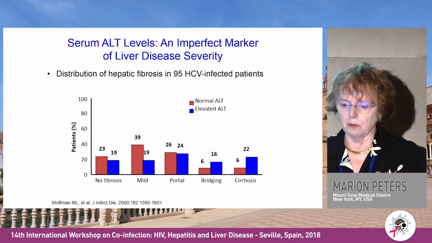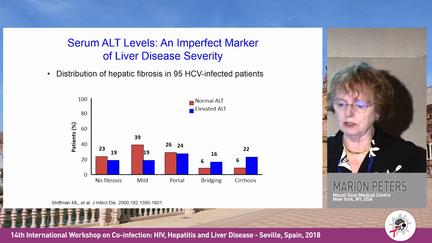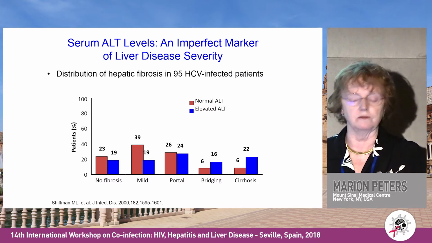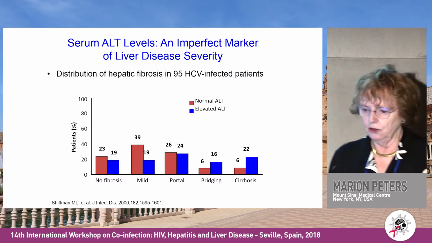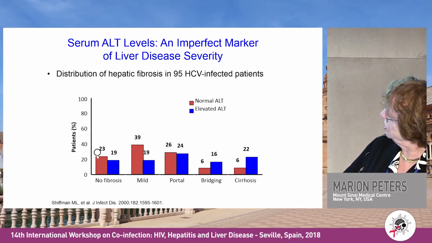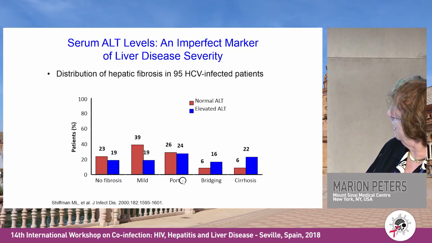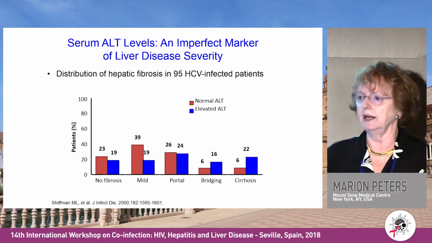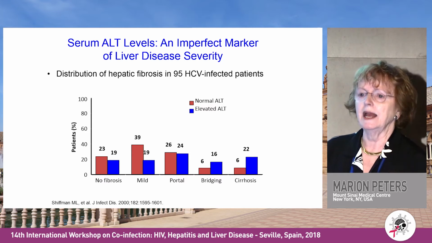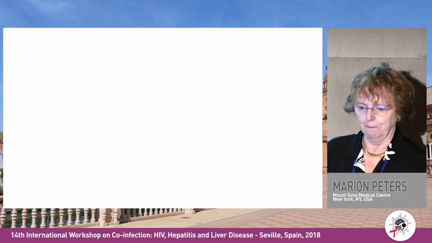Just a point to remind you that serum ALT is an imperfect marker of liver disease severity. You can see in every stage of fibrosis, mild, portal, bridging, or cirrhosis, there are patients with normal ALT and elevated ALT. It shouldn't be used as a marker of severity.